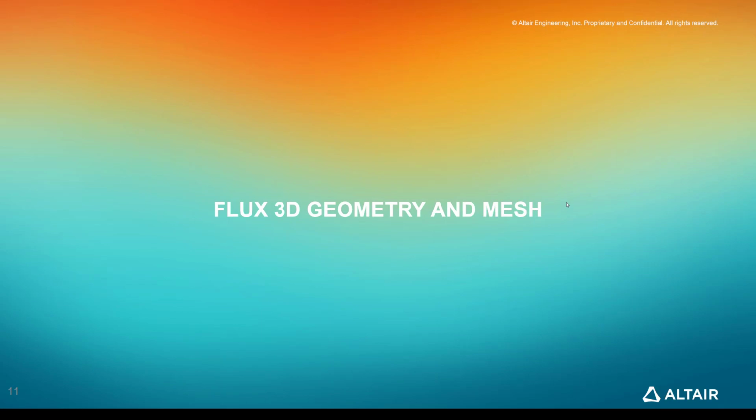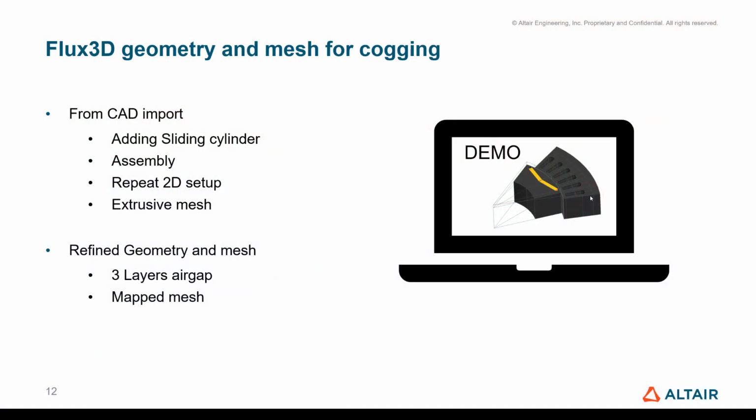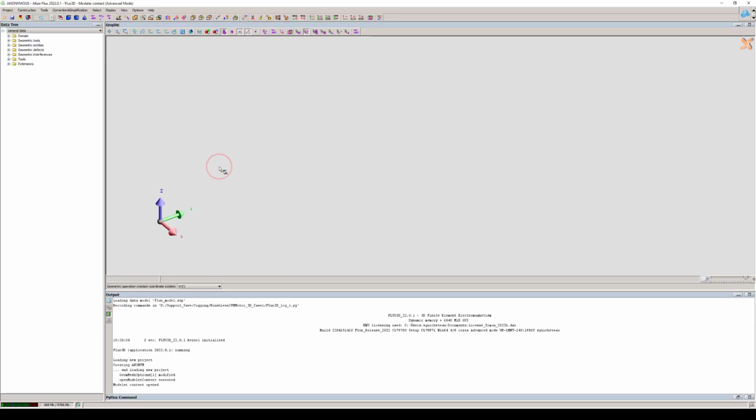Now let's look at the Flux 3D geometry and mesh and see the difference. So this time I will start from a CAD import, as you may have sometimes. I will add some sliding cylinders, I will do an assembly, I will repeat the 2D setup quite quickly, and I will add some extrusive mesh as well to save elements, especially in 3D. Okay, so I'm in a new Flux 3D project. Let's start by importing my geometry.